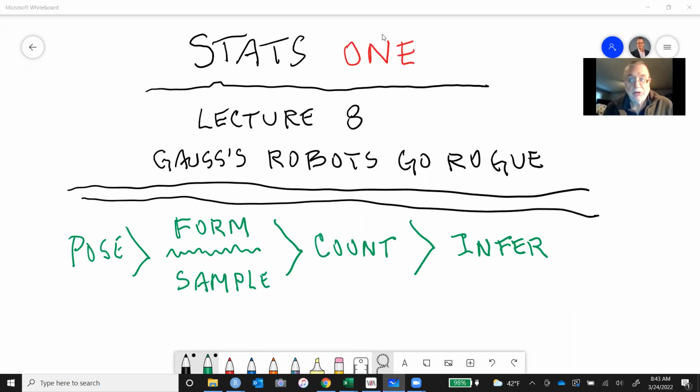Lecture 7 was practice. Lecture 5 was Gauss's robots. And maybe they had the blues then, but now they're going rogue. We're going to actually use them to create a simulation. And the question we're going to pose in this lecture has to do with a marketing department. And the marketing department has a question. What do sales look like in the next quarter?